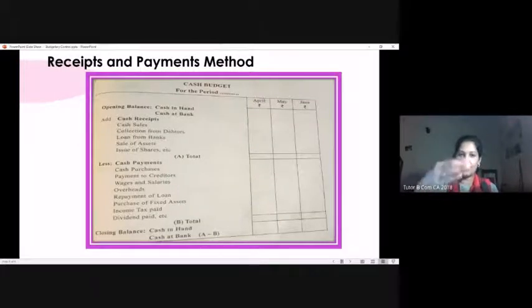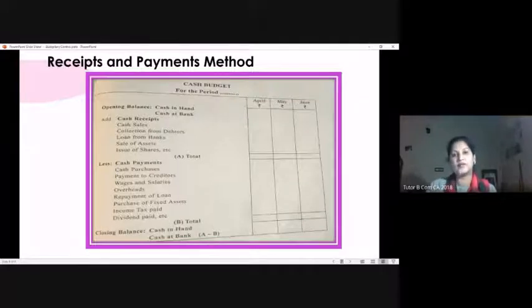And as you see in front of you, there are two parts to the receipts and payments method. The first part talks about your receipts. It will account for all our receipts during that period, anticipatory. Because if you are trying to sell your product on cash or credit, you know how much you are going to get. So that is anticipatory. And then you have cash payments.